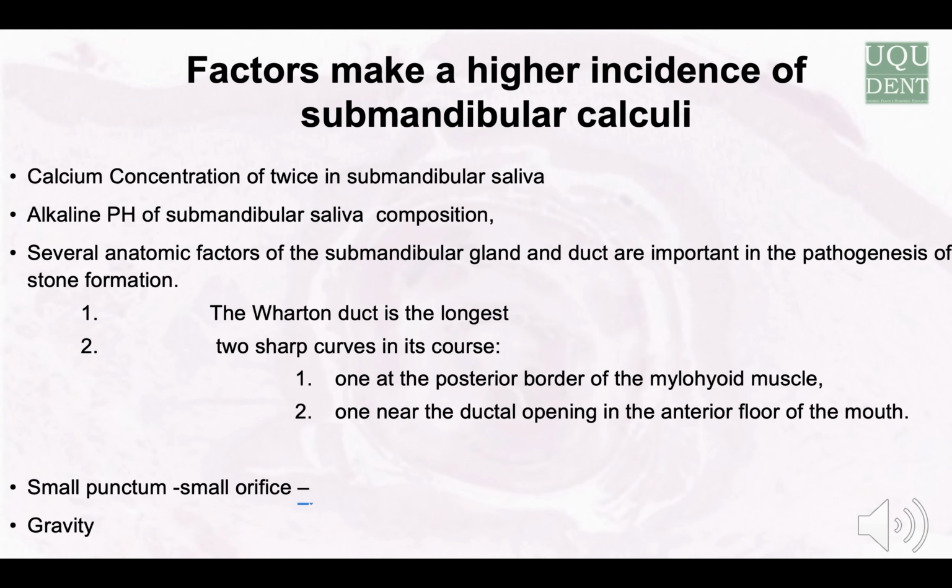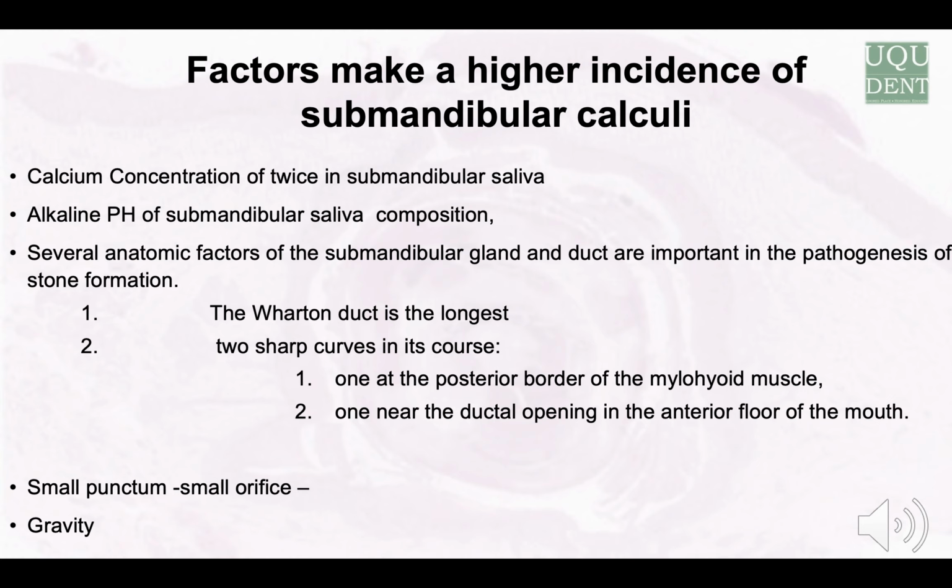Those are the factors that make a higher incidence of submandibular stones. The submandibular gland has a high calcium concentration in the saliva, and the alkaline pH of the submandibular saliva composition.